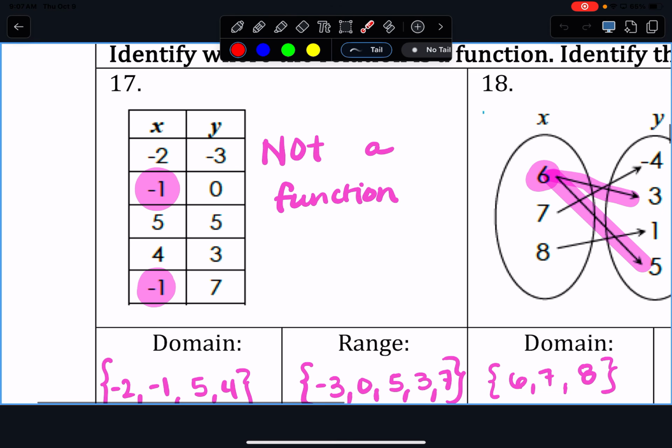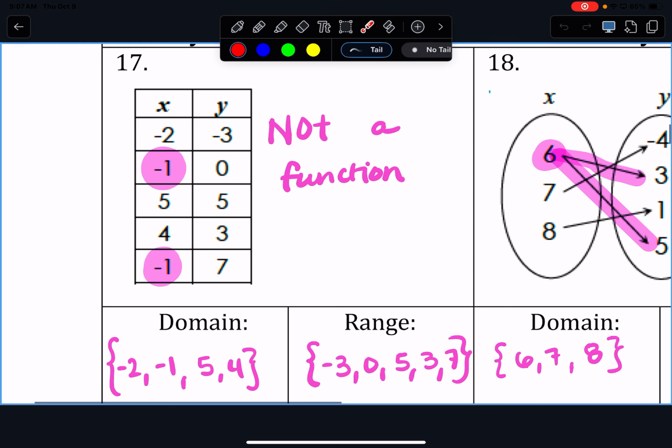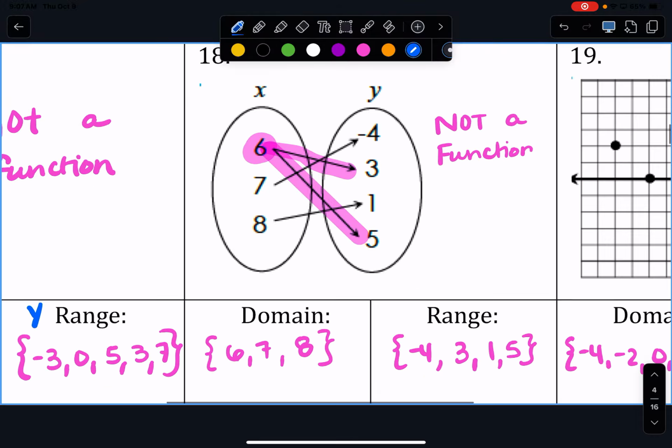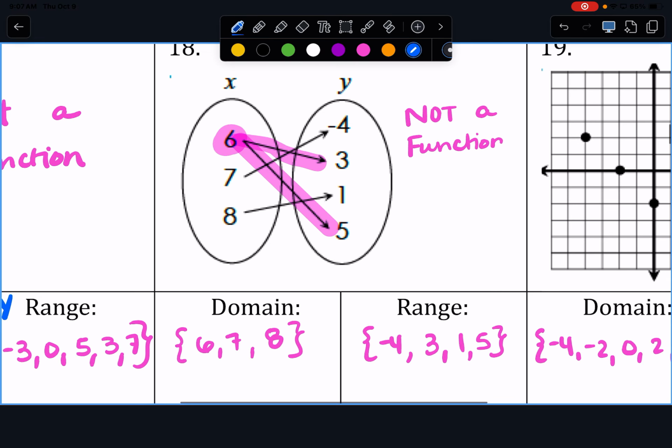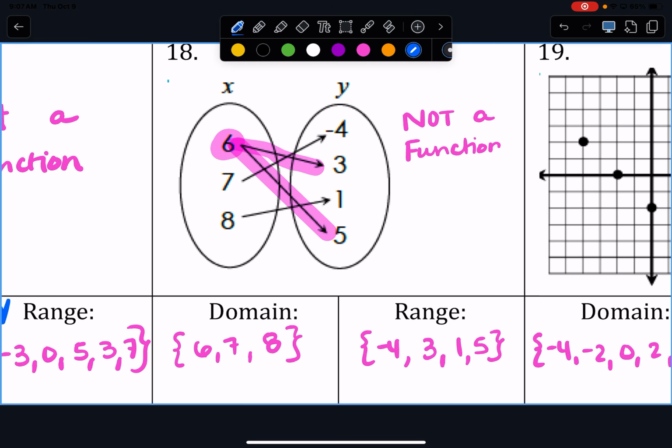And so then we did domain. Domain is our x values. So we just took our x values and wrote those. Then our range is our y values. Okay. Then for 18, why is 18 not a function? Because 6 goes to 2 y's. Okay. Now, we took our x values for our domain and our y values for our range.